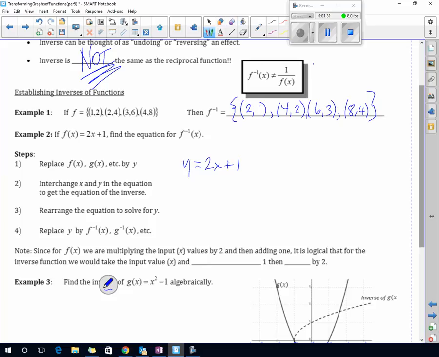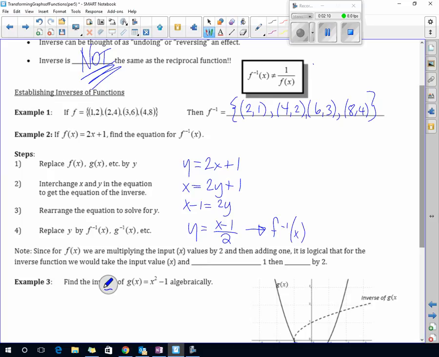So now what you have to do is rearrange and solve for y. Move the 1 over, so I get x minus 1 equals 2y. Last step would be dividing by 2, so y equals (x minus 1) divided by 2. But then you have to rewrite it in the inverse format. So f with the inverse notation equals (x minus 1) over 2, which means if I want to undo 2x plus 1, I would use this equation to undo it and get back to the original.